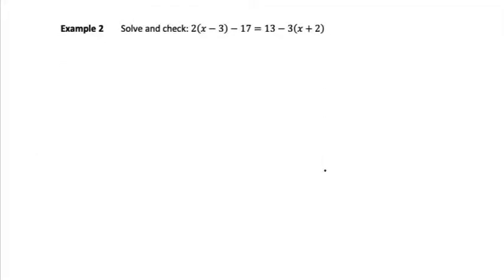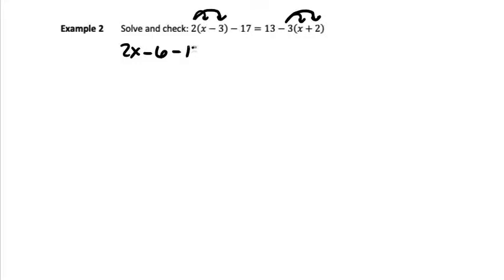Example 2 is solve and check again. This equation is a little bit more complicated because now we have parentheses. And if we have parentheses, we need to get rid of them first, and we do that by distributing. So I'm going to distribute the 2 into this set of parentheses. I'm going to distribute minus 3 into this second set of parentheses, and I need to be very careful with signs. One sign mistake means that the whole problem is going to be wrong. So when I distribute here, I get 2x minus 6, and then I have a minus 17.